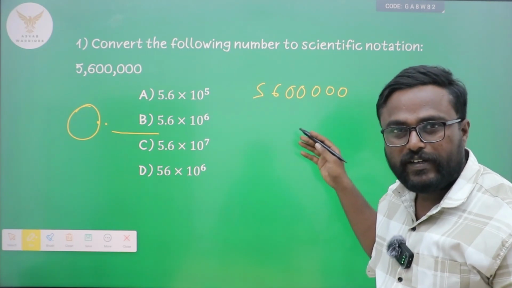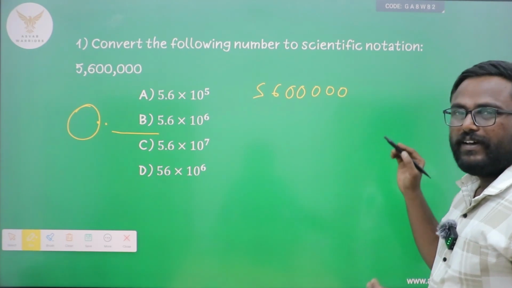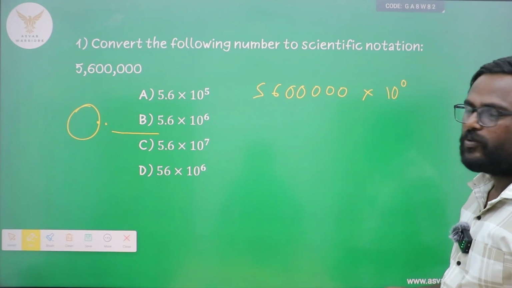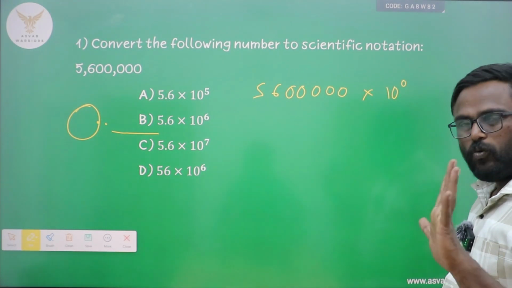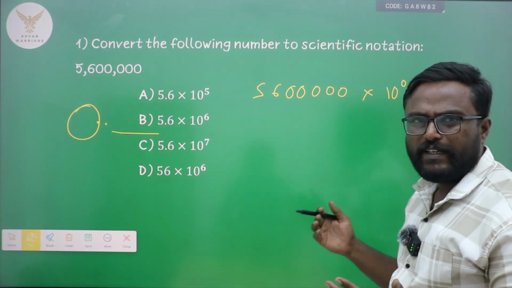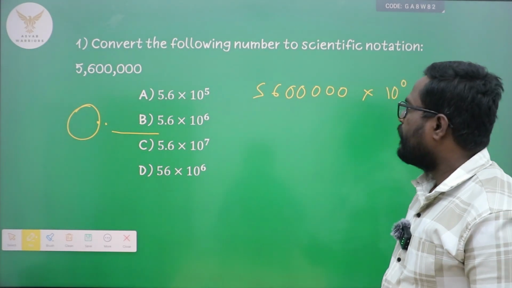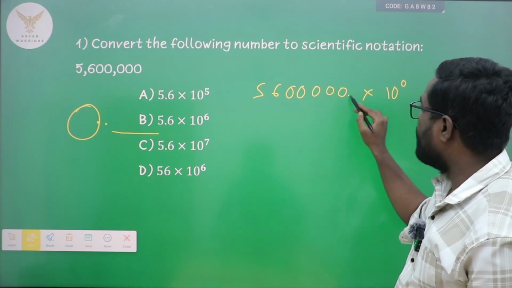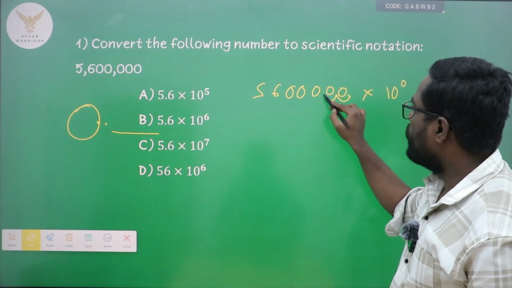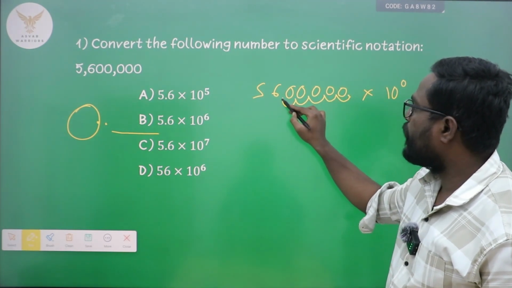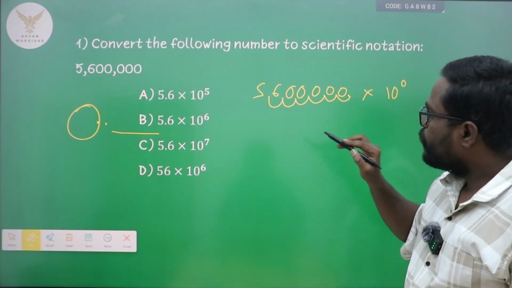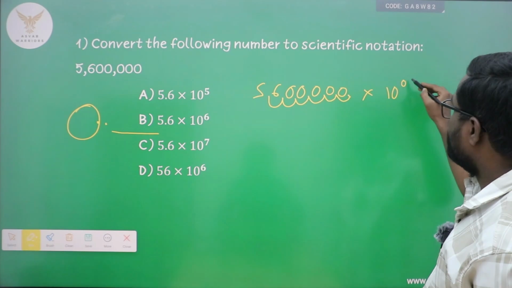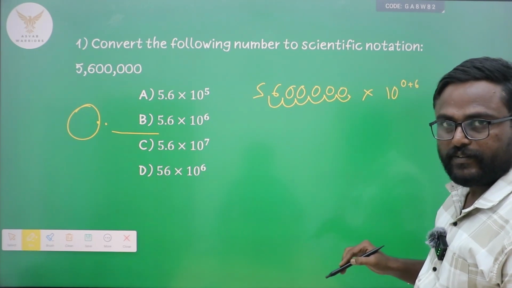Whenever you get any question like this, I would suggest you do one thing. Just multiply this with 10 to the power 0. As you know, 10 to the power 0 is nothing but 1 only. So if you multiply anything with 1, it will be the same. Now, if I am moving the decimal point towards the left, 1, 2, 3, 4, 5, 6. So, left, you have to increase the number, plus 6.